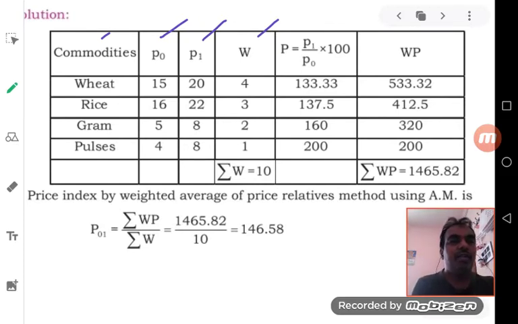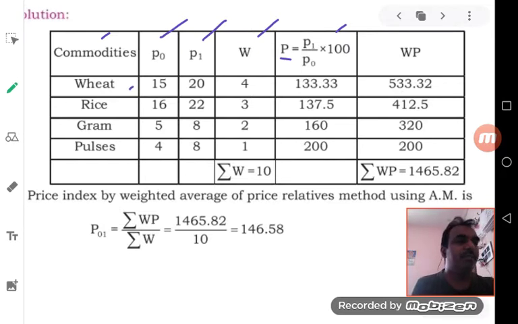Now the fifth column you are taking as P, that is price relative. Price relative equals to P1 by P0 into 100. Current year's price divided by base year's price into 100. That we have to calculate. Let us see how do we calculate that.